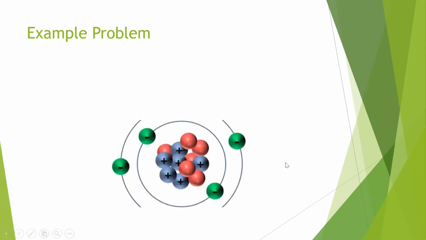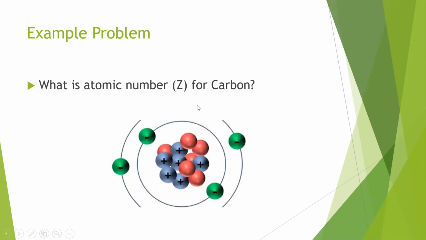And I'll give you another problem just so you can practice it again. What is the atomic number Z for carbon? Here's a carbon atom. You can't see the electrons yet, but do your best and try to count the number of protons. Okay, good. A lot of people have the right answer.